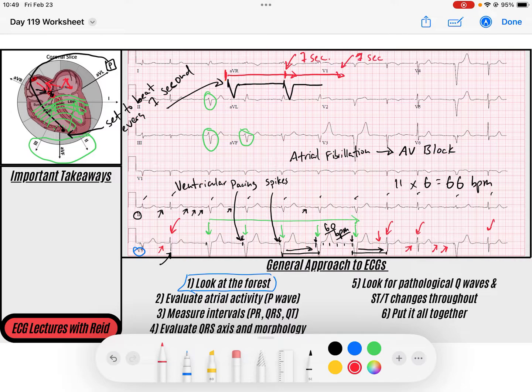These are ones. We wait for another 1 second, and if the AV node then decides to conduct a narrow QRS through, then it resets the clock, and it resets it from when the beat started. So it resets it for another 1 second. So let's talk about what we see here.